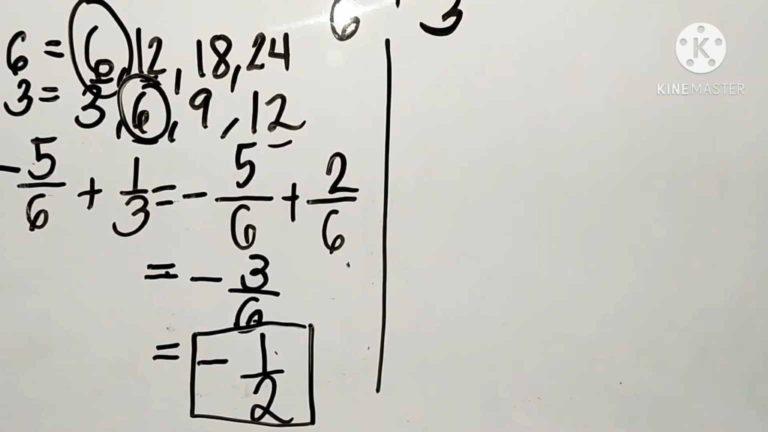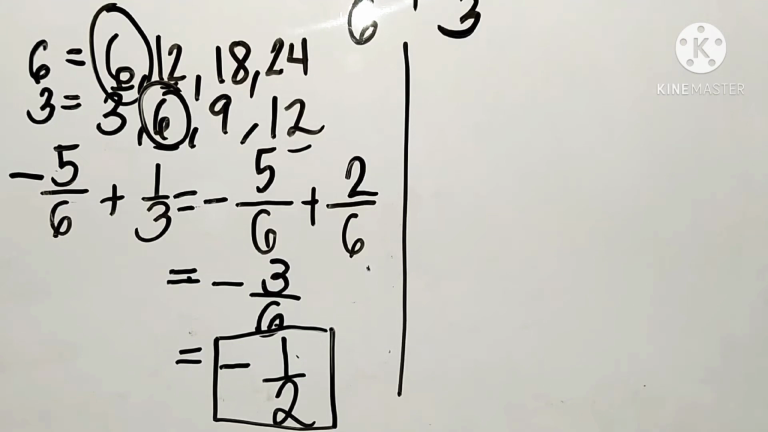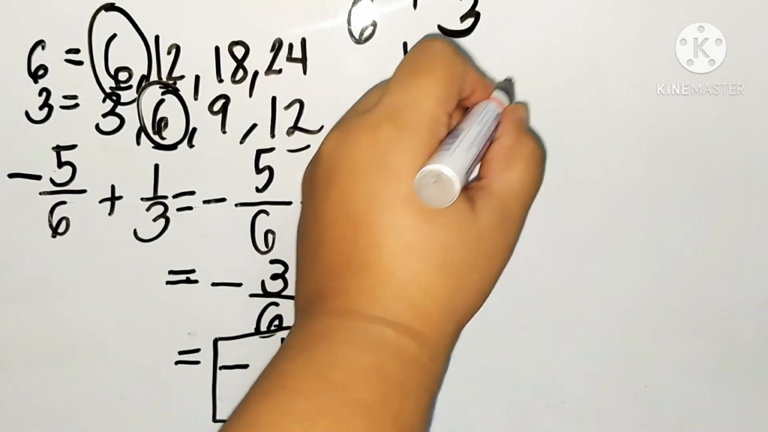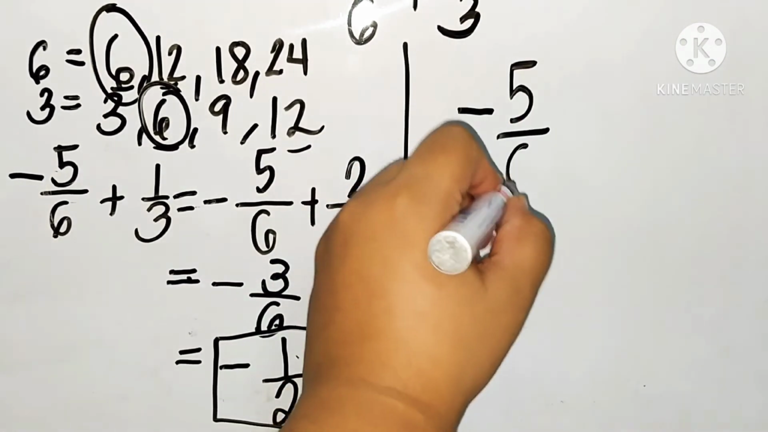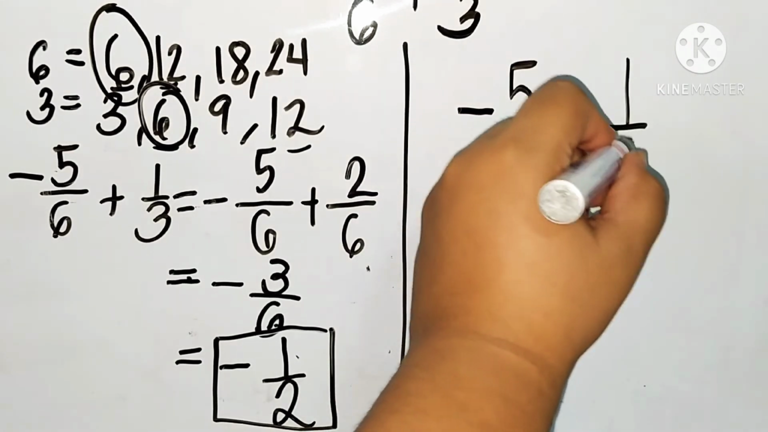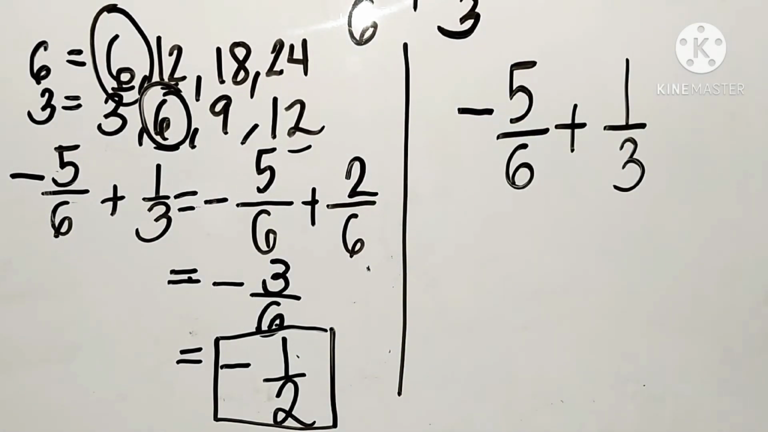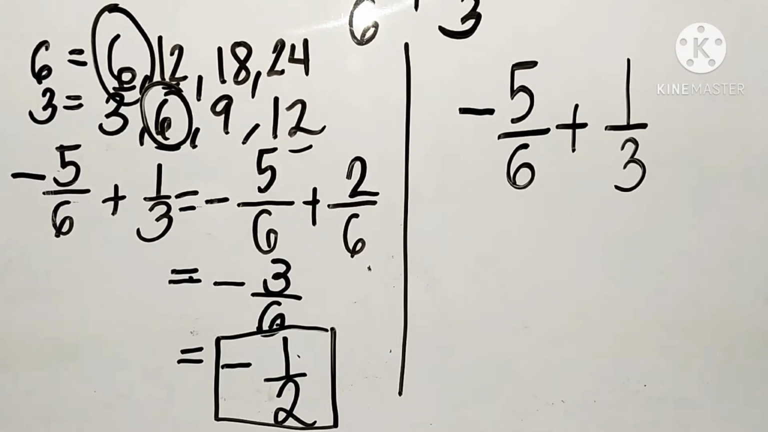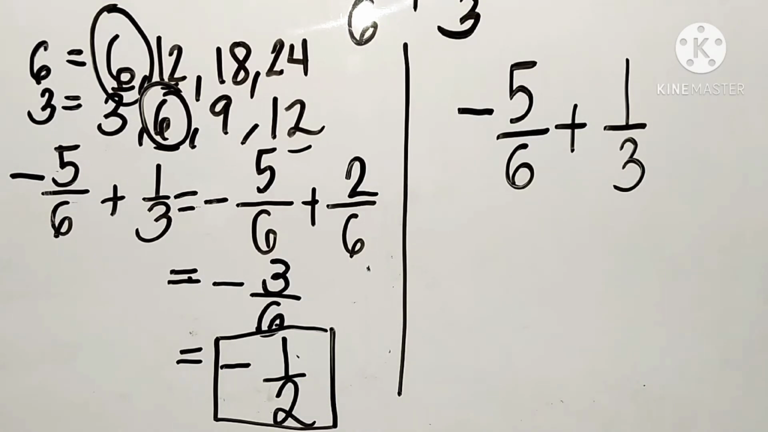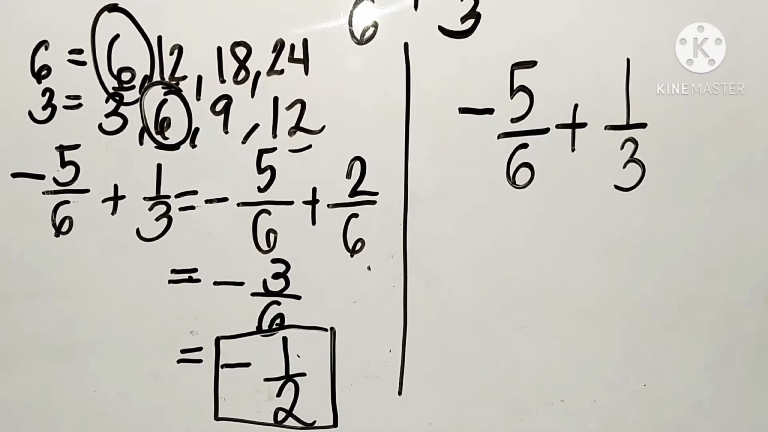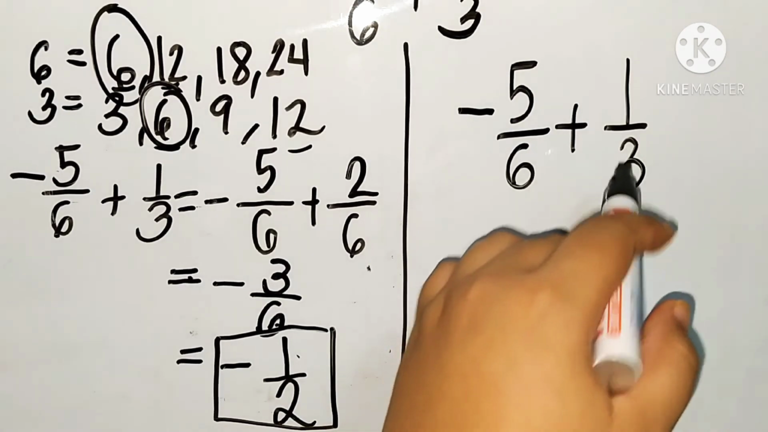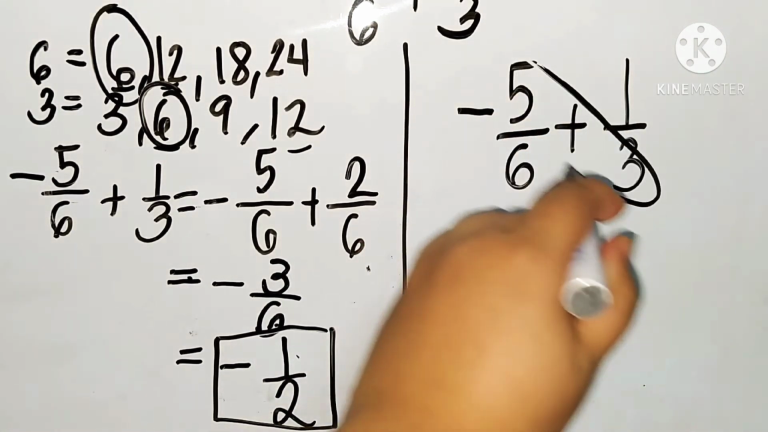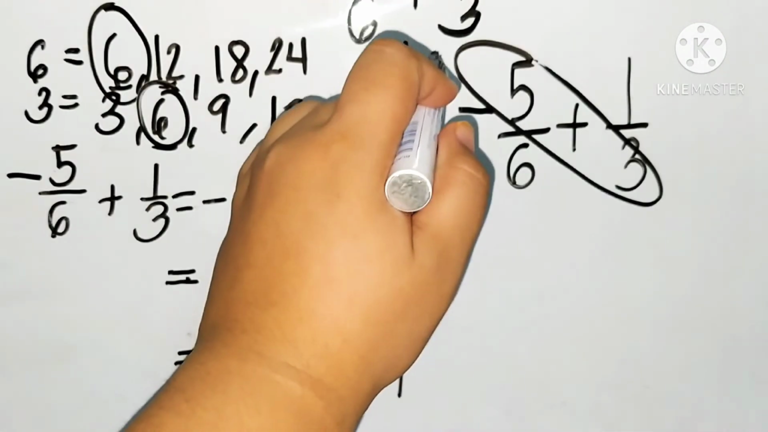Now, let's try the butterfly method. The same given pa rin, ha? Negative 5 over 6 plus 1/3. So, paano gagawin to? Ganun na ulit, i-cross multiply lang natin. Let's multiply negative 5 and 3 and 1 and 6. And then, i-multiply din natin yung denominator later. So, magiging negative 5 times 3, that is negative 15.